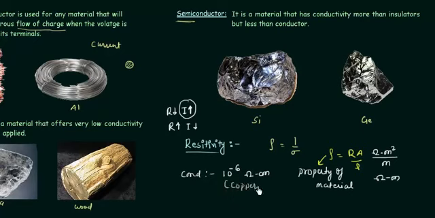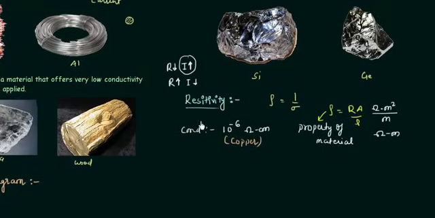And this 10 to the power minus 6 is specifically for the copper. As I have told you, the resistivity is the property of the material, so it may vary from material to material. For aluminium maybe it is different, so you have to write down in bracket that it is for copper. Let's talk about the insulator.